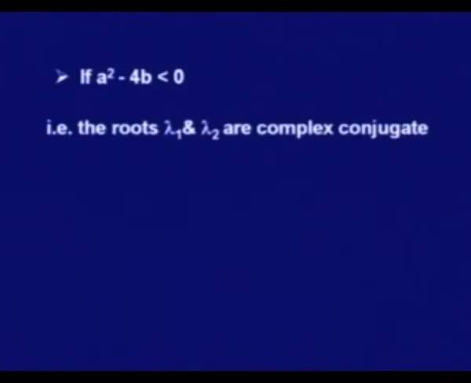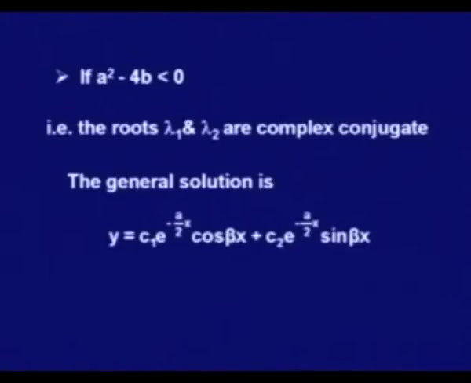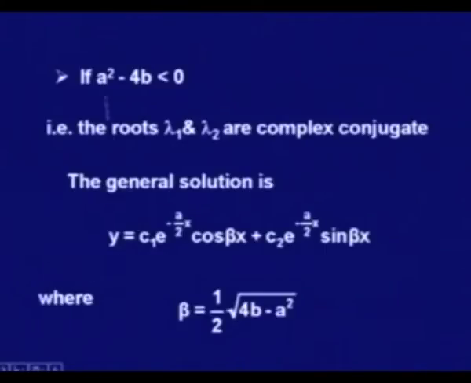Third case was that if a square minus 4b is less than 0, we get the roots lambda 1 and lambda 2 as a conjugate pair, and the general solution is of the form c1 e to the power minus a by 2 x cos beta x plus c2 times e to the power minus a by 2 x sin beta x, where a is the coefficient of y dash in the given equation and beta is nothing but half times square root of 4b minus a square.